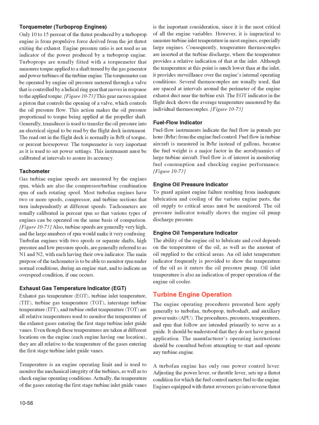Figure 1073, fuel flow indicator. Fuel flow instruments indicate the fuel flow in pounds per hour, from the engine fuel control. Fuel flow in turbine aircraft is measured in pounds per hour instead of gallons, because the fuel weight is a major factor in the aerodynamics of large turbine aircraft. Fuel flow is of interest in monitoring fuel consumption and checking engine performance.